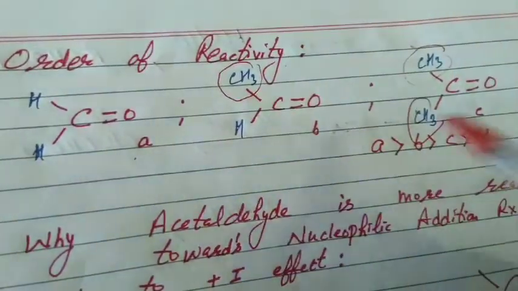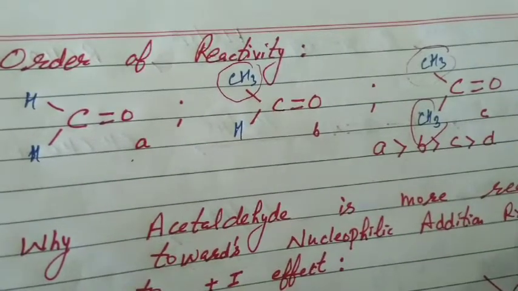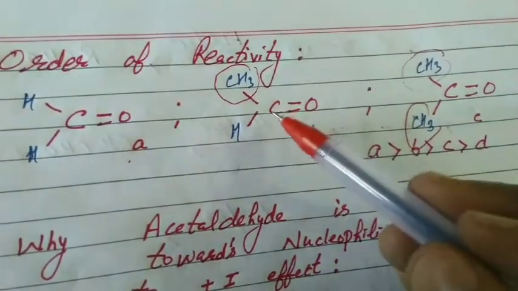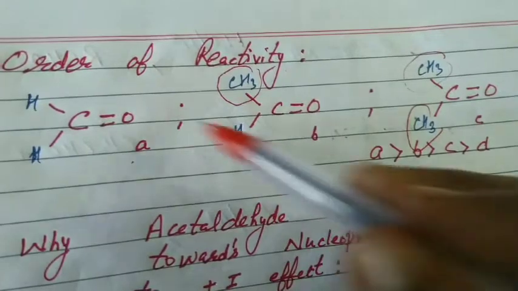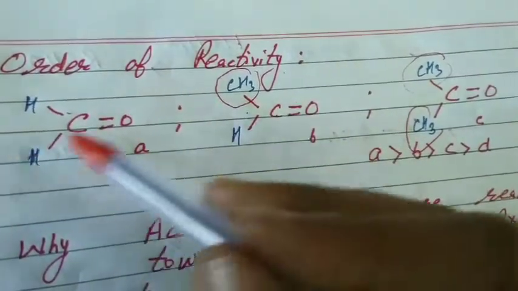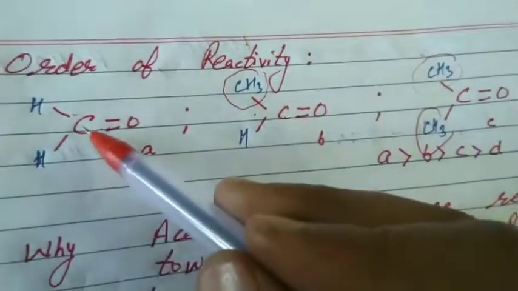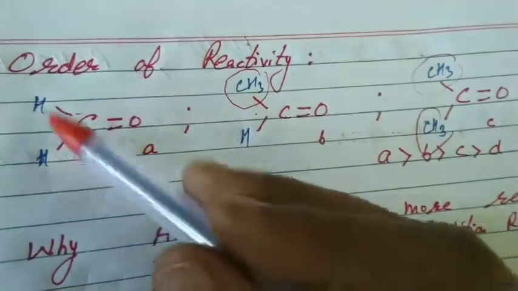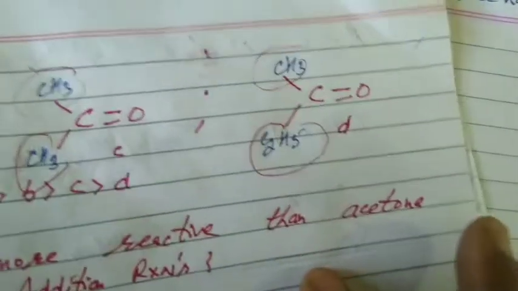reactivity decreases. Which is more active, students? A, then B, then C, then D. Only focus on the nature of the groups around the carbonyl carbon. Out of these two, which is more active? Definitely this one, because in this the carbonyl carbon is linked with smaller hydrogen atoms. Which is more active? Both are ketones.